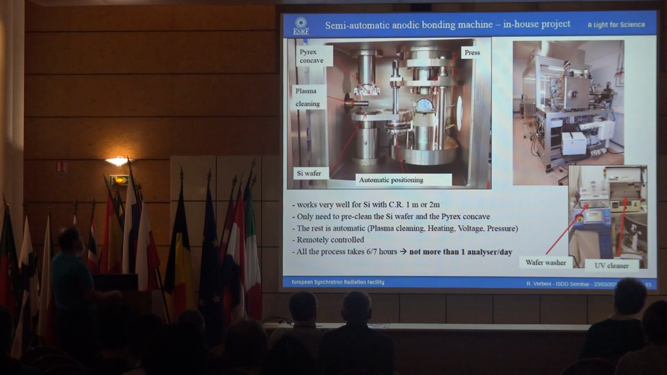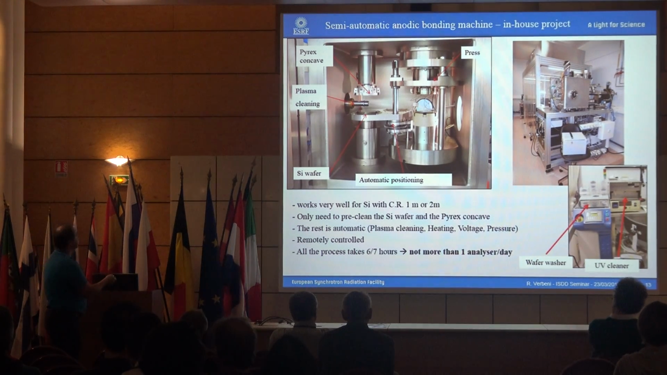So this is a very nice machine. This is called the semi-automatic anodic bonding machine. This was an in-house project. It took basically 2 years of work, and it was quite a big investment for the ESRF. This machine is working very well, bonding silicon analyzers for curvature radii of 1 meter and 2 meters.